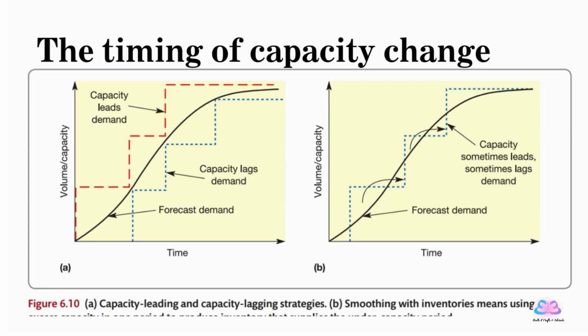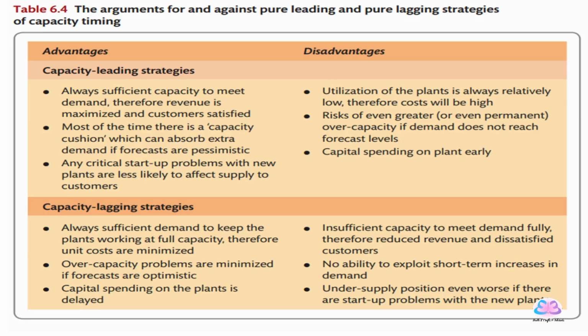Now, figure 6.10 shows these two extreme strategies, although in practice, the company is likely to choose a position somewhere between the two. Each strategy has its own advantages and disadvantages, as shown in the next table 6.4.